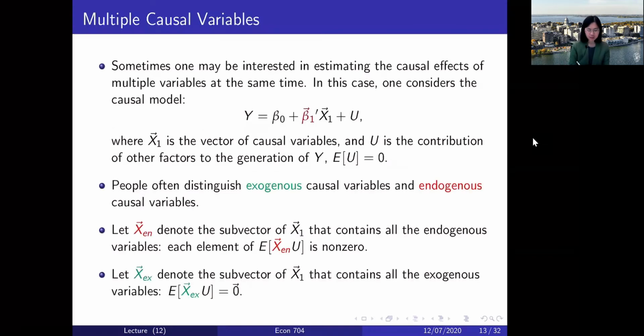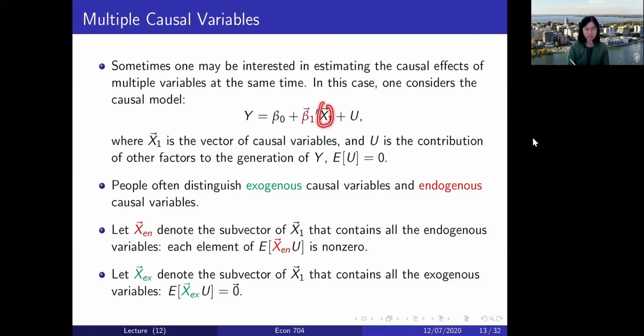So sometimes we may be interested in estimating the causal effect of multiple variables at the same time. Then the causal model will include a vector of causal variables, and there is a vector of causal effects that we want to estimate. Here, U, the error term, still stands for all the unobserved excluded factors that contribute to the generation process of Y. And U is normalized to have expectation 0.